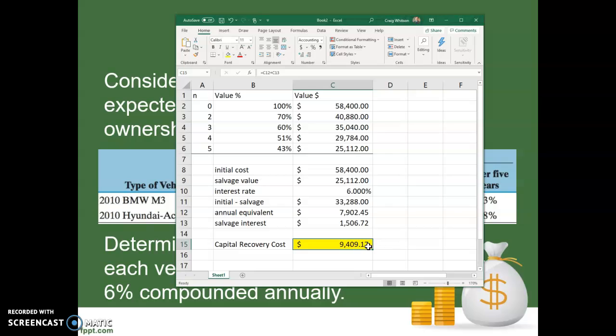So this type of capital recovery calculation is something that we're going to do several times throughout the semester. And in years past, I've always reminded students, remember that example problem we did with the BMW, where we had to find its annual equivalence and then add the salvage interest to get that capital recovery cost. I know that has come up several times in years past. So this is kind of an important example problem that we'll refer back to later on in the semester.